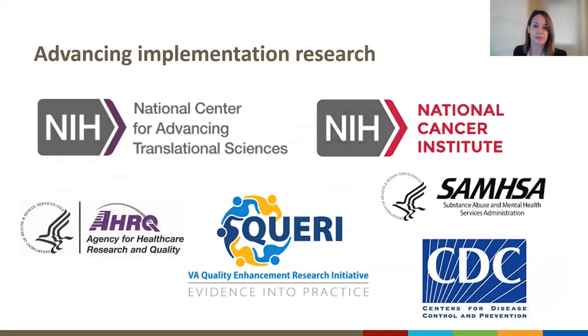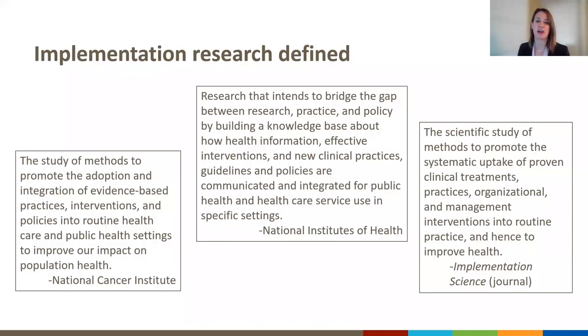So, how is implementation research defined? Broadly, it's the study of methods to promote the adoption and integration of evidence-based interventions into routine public health settings to improve population health and well-being. And why is it important for occupational safety and health? Well, applying implementation research methods to occupational safety and health and future of work challenges may reduce program costs, improve occupational safety and health outcomes, and increase health equity.